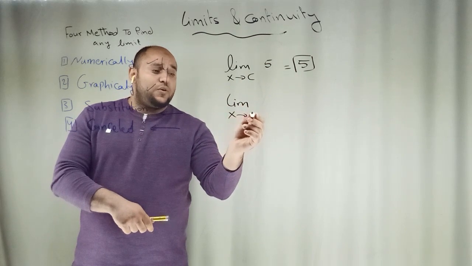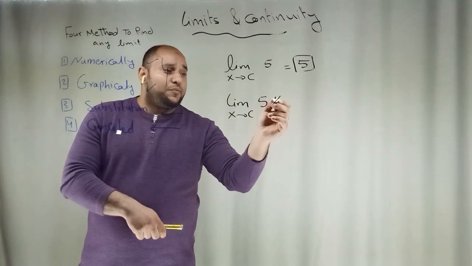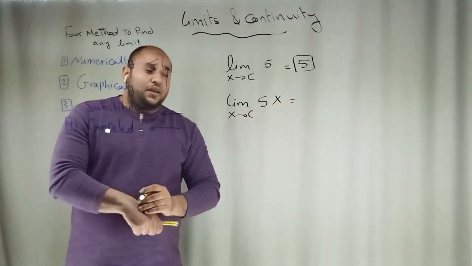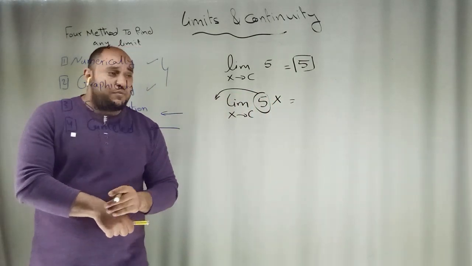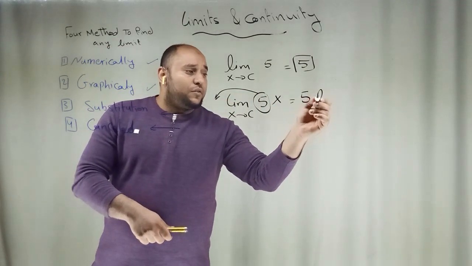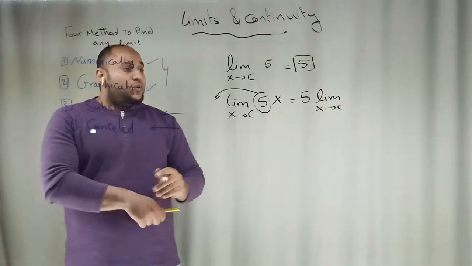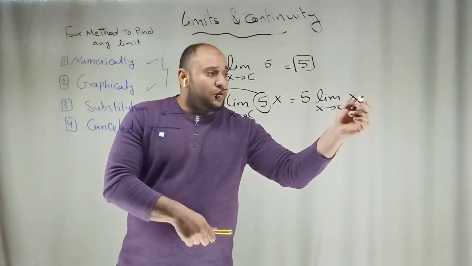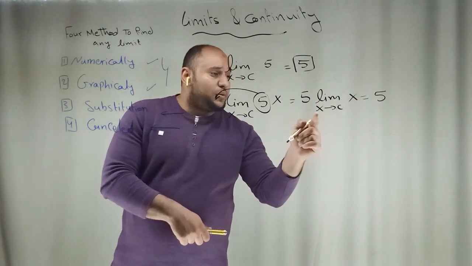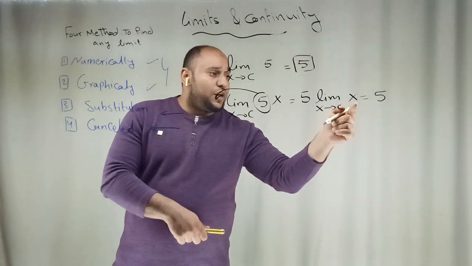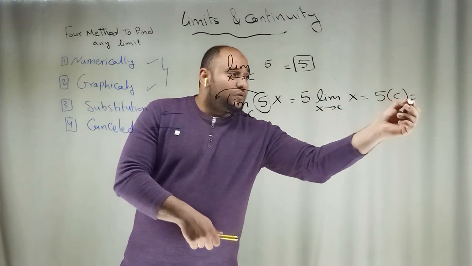If I have x approaching c with a number multiplied by any function, I have to take this number out of the limit, like 5 multiplying the limit as x approaches c of the remaining function. I have 5 multiplied by the substitution of x approaching c. I have to replace x by this number, so it will be c, equal to 5c.